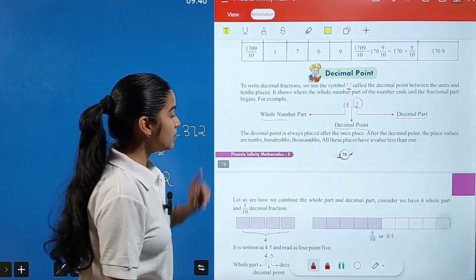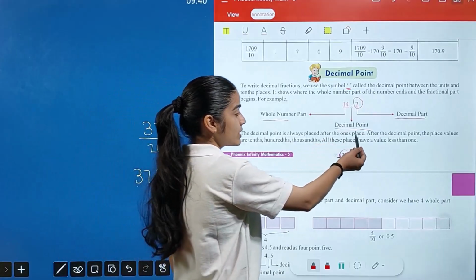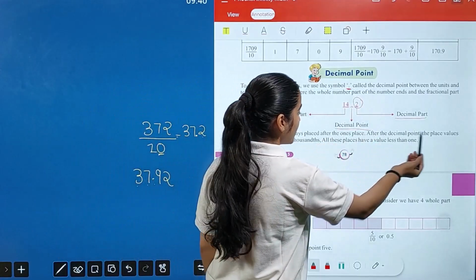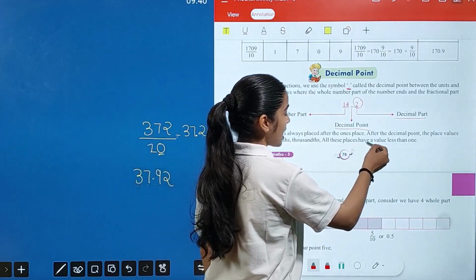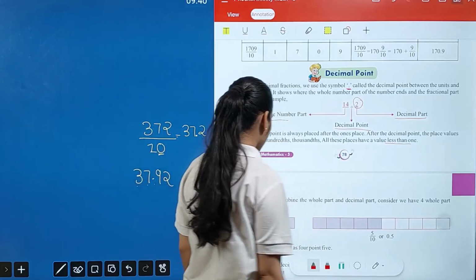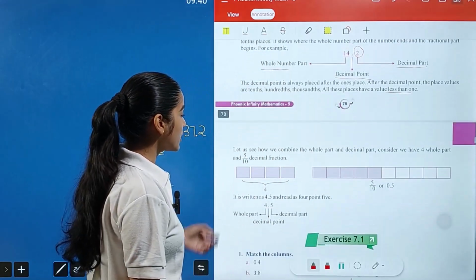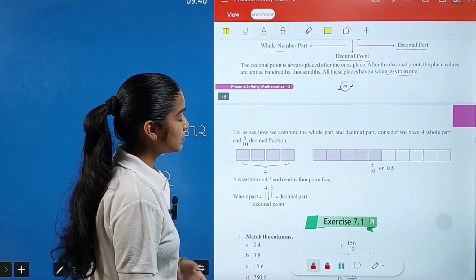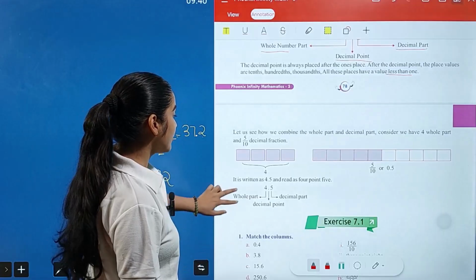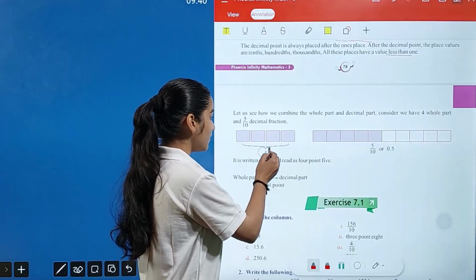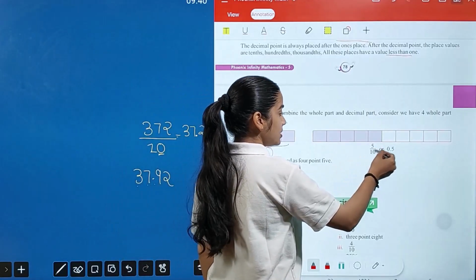Now, the decimal point is always placed after the ones place. After the decimal point, the place values are 10th, 100th, 1000th. All these places have a value less than 1. So let us see how we combine the whole part and decimal part. Consider we have 4 as the whole part and 5 by 10 as the decimal fraction. So this is your 4 and this is your 5. 5 by 10 is 0.5.